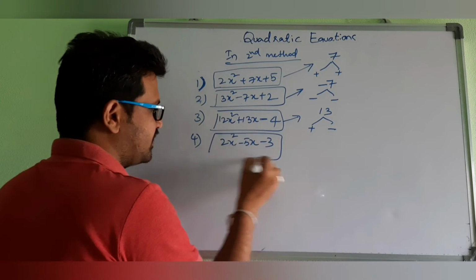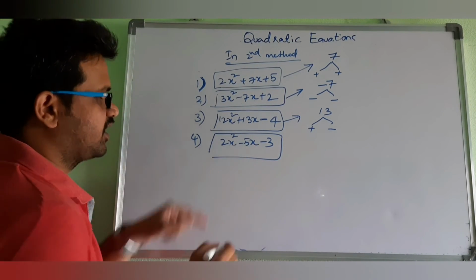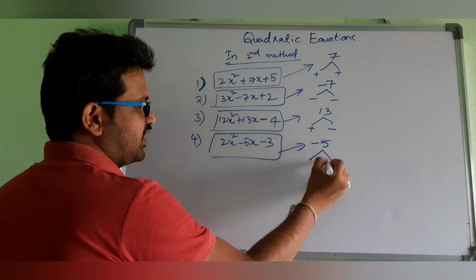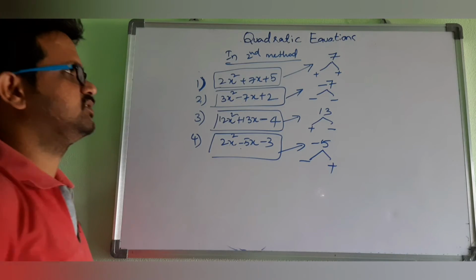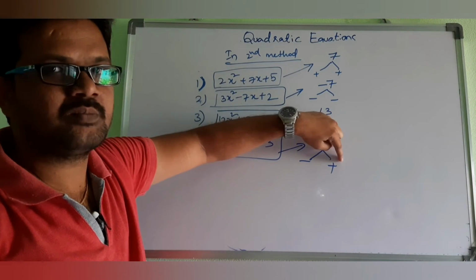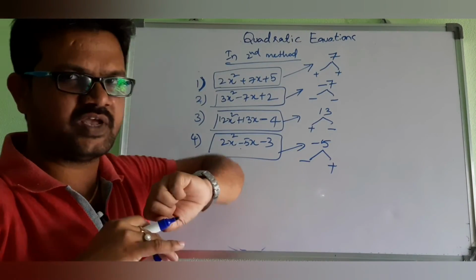And in the last one, both are negative. How to split this minus 5? First one is negative, second one is positive. The first number should be a negative number, the second one should be a positive number. Like this, follow these steps, it is very easy.